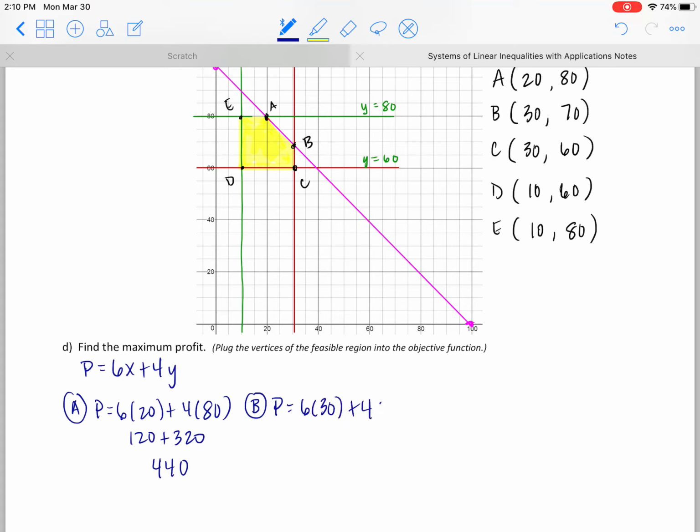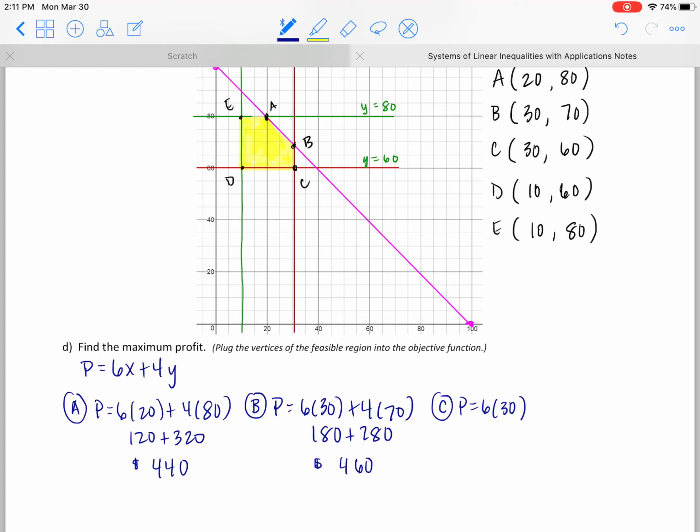Okay, if I plug in B, profit's going to be 6 times 30 plus 4 times 70. So that's 180 and 280, which is 460. Let's see, make sure I'm mathing this right. 120 and 320 is 440, 180 and 280 is 460. Okay, so if they made 30 large cases and 70 small cases, their profit's $460. So far that's the winner, right?